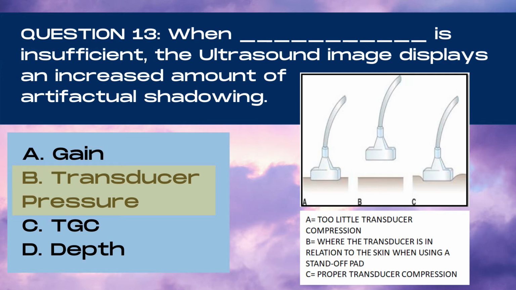Image B in this diagram represents where a transducer is in relation to the skin when using a standoff pad. And then image C represents proper transducer compression when doing a breast ultrasound. Transducer pressure should be firm to produce a crisp, high detail image and eliminate artifactual shadowing in the breast.